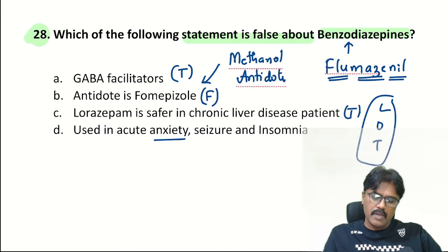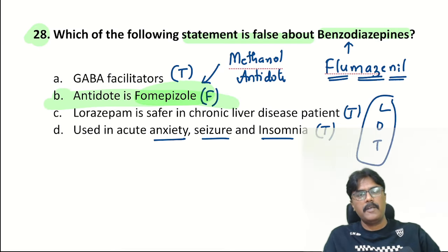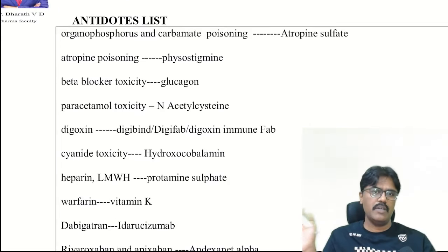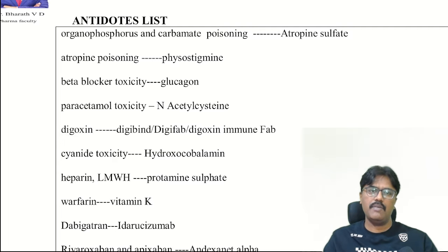Benzodiazepines are used in acute anxiety, seizure and insomnia, yes, true. But this one is absolutely false and I know most of you make the mistake here. In any exam, the antidote is a must. So here I have given a list of antidotes. After this session, we will give this PDF. Please go through this antidote list. Never miss it.